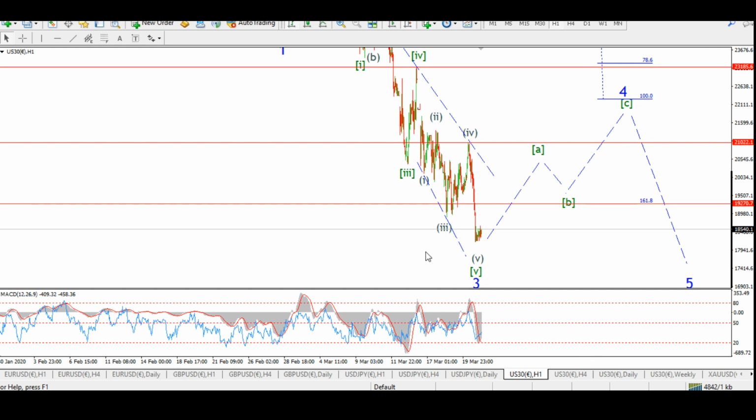So the outlook for the week is wave 3 should bottom, and then we should probably rally in wave 4. It may take until Wednesday before wave 4 kicks off.